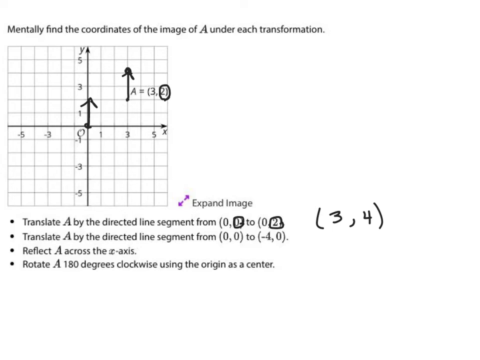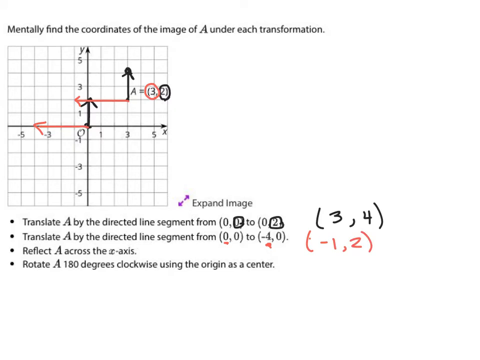Translate A by the directed line segment from 0, 0 to negative 4, 0. So the x value is changing from 0 to negative 4. So we're going this way. That means my x value is going to change on my A coordinate by a minus 4. 1, 2, 3. So it's going to end up at negative 1, 2. So only the x coordinate changed in that.